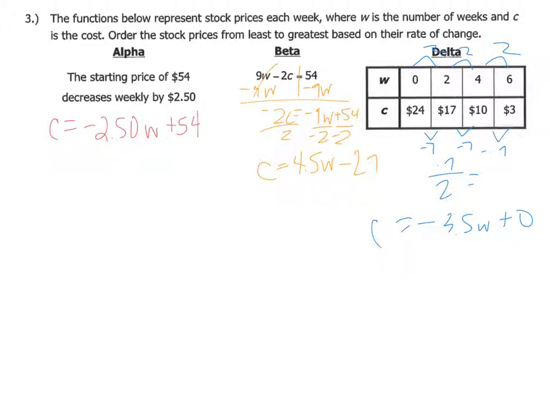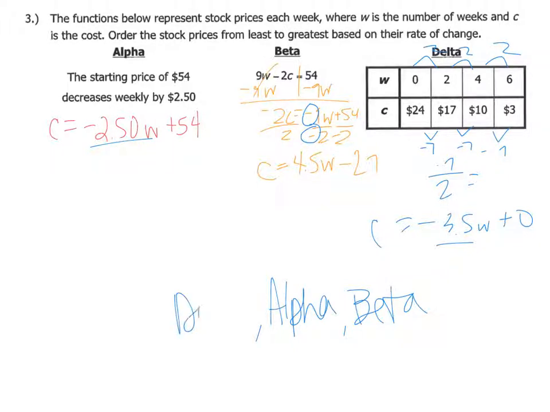Well, obviously, beta is a positive stock because I have negative 9 divided by negative 2, which becomes positive 4.5. So that is my greatest. So beta is my greatest. And then my least, I have negative 2.5 and negative 3.5. So alpha is my next greatest, and my least is delta.